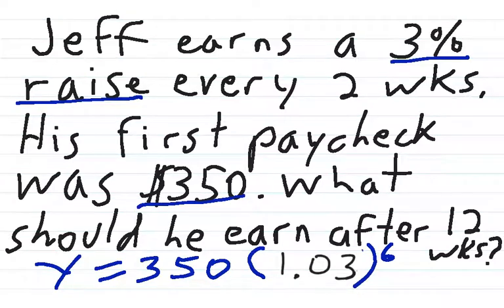for our rate. So looking at that, let's see if it makes sense. It's a 3% raise, so that should give us a number greater than 1 for our rate, which it does. And if we continue to do this, it should give us a number that's much greater than the 350 because Jeff's earning a raise. And you can plug that in your calculator to find the final amount.